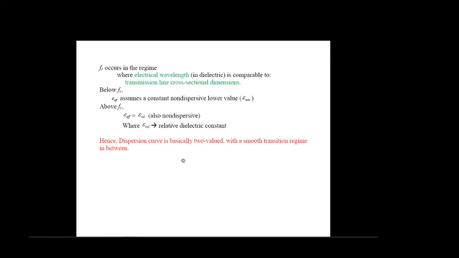The epsilon relative is also considered non-dispersive here. All the values, epsilon effective, epsilon TEM, epsilon rel, are non-dispersive dielectric constants. Hence, we have to take it carefully. Hence, the dispersion curve is basically two-valued with a smooth transition regime in between.